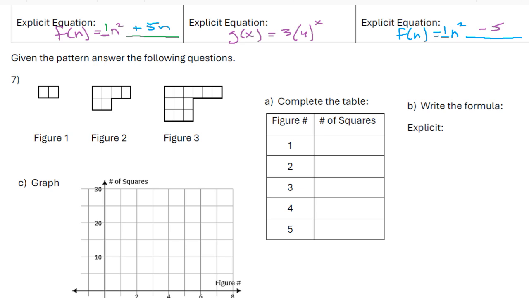Question number 7 on the Unit 1 test review. So in this one, class, they're giving us a pattern, and we also need to figure out, is this linear, exponential, or quadratic? So let's take a look at this, see if we can find evidence. One of the easier ways to do this is to count the number of squares in each one. So let's go ahead and do that.